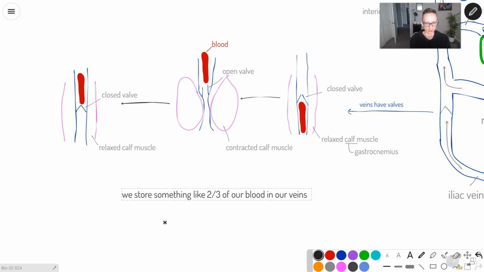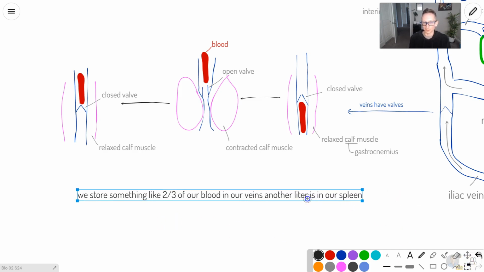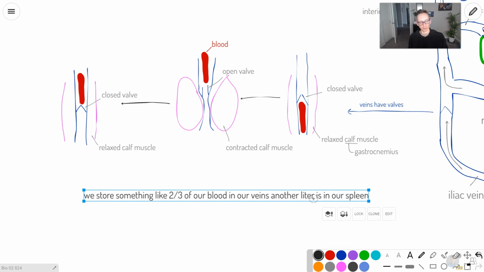And then actually another reservoir is in our spleen. So that means the rest, probably like 2/3 of a third or something like that, is in our arteries and actually being pumped. We're not continually pumping. Some of the blood cells might sit in your veins for like a minute or something, depending on how it's going.